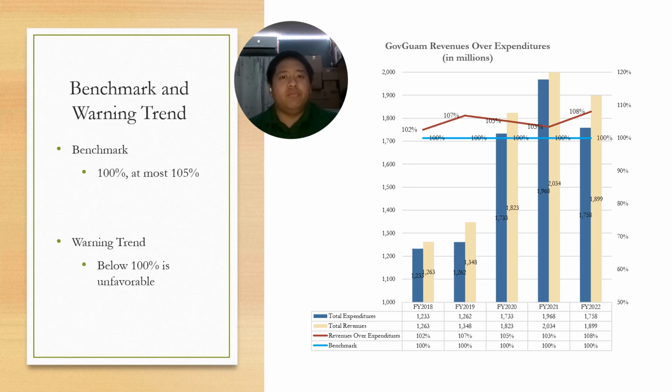Now, moving on to the benchmark and the warning trend. Now, the benchmark is 100% and at most at 105%. And then the warning trend consists of anything below 100%, it would be unfavorable.